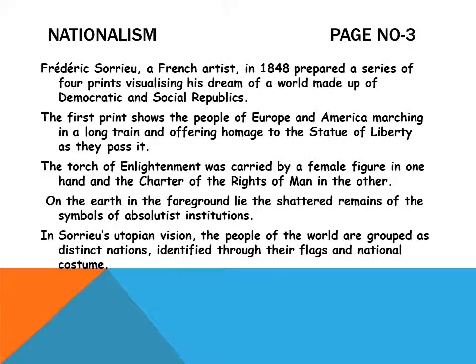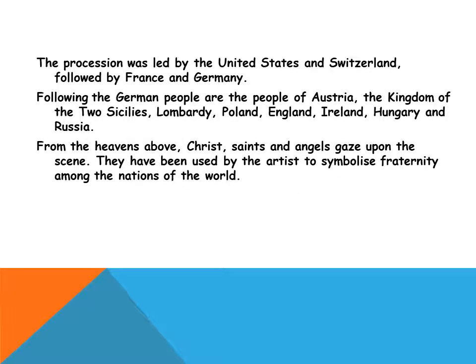In Sorrieu's utopian vision, the people of the world are grouped as distinct nations identified through their flags and national costumes. The procession was led by the United States and Switzerland, followed by France and Germany. Following the German people are the people of Austria, the Kingdom of the Two Sicilies, Lombardy, Poland, England, Ireland, Hungary and Russia. From the heavens above, Christ, saints and angels gaze upon the scene. They have been used by the artist to symbolize fraternity among the nations of the world.